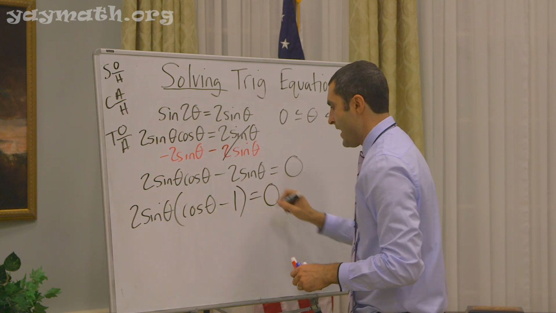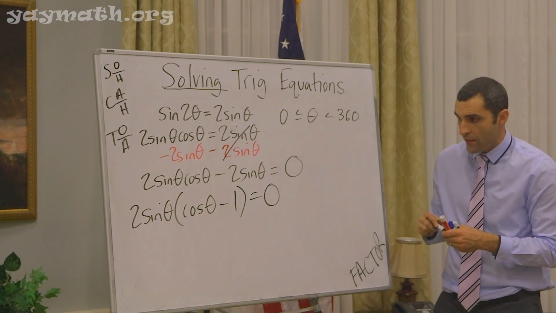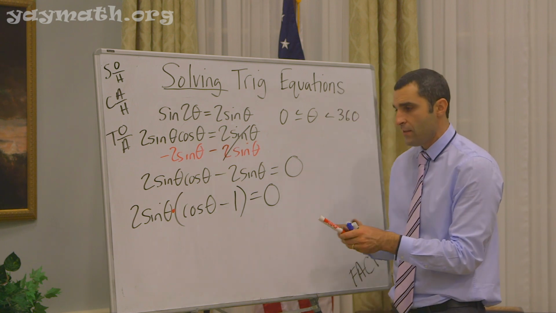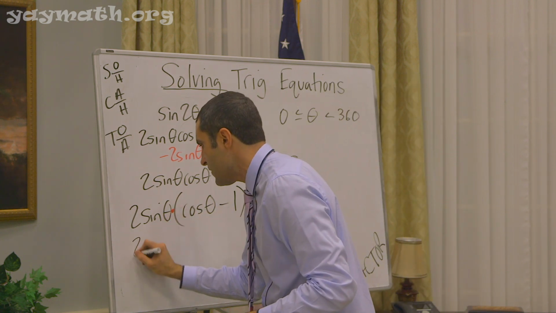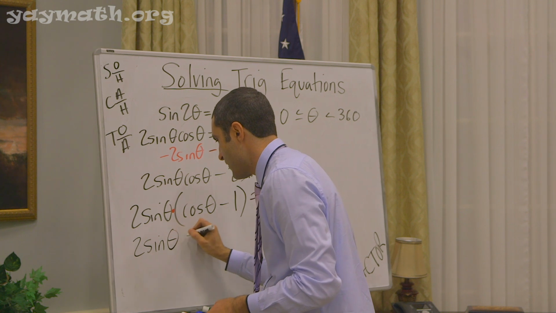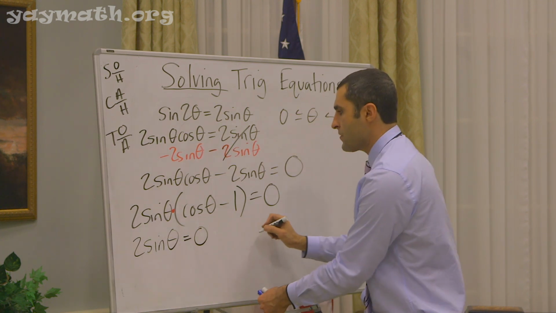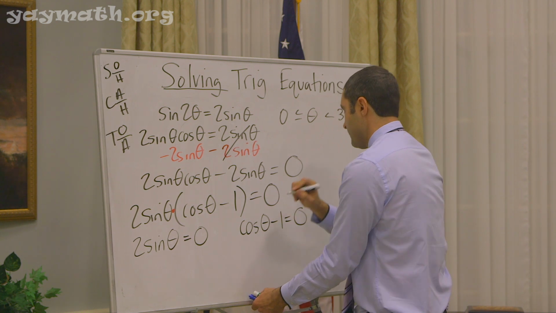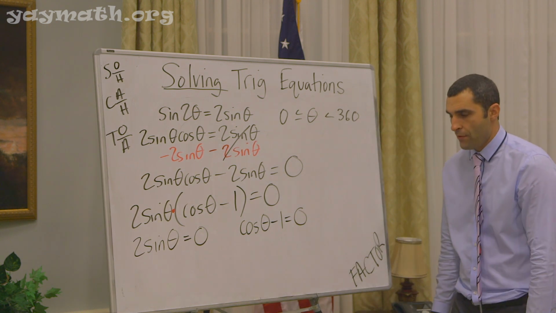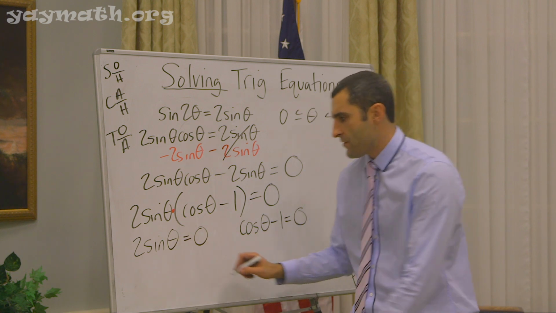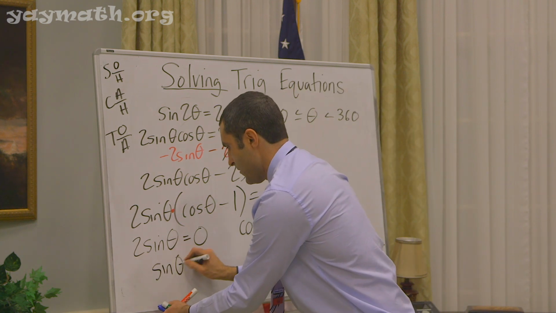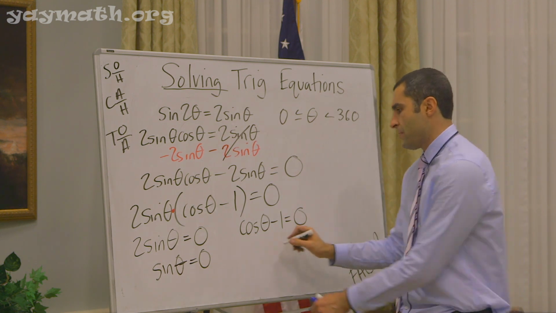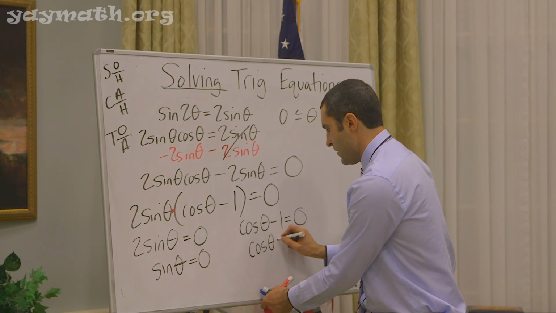Equals 0. In factoring situations, when you're solving, you set all factors to 0. So we have 2 factors here. One of them is 2 sine theta, and we set that to 0. And we have cosine theta minus 1 equals 0. And we solve both. If we divide both sides by 2, we get sine theta equals 0. This is unit circle time. And if we add 1 to both sides, we get cosine theta equals 1. This is also unit circle.